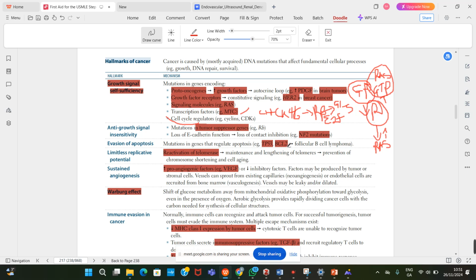Another one is BCL2. Anybody remember the function of BCL2? What do we say BCL2 does? Anti-apoptotic factor. So if BCL2 is an anti-apoptotic factor, what do you need to do to it? Sorry, I made a mistake. For you to trigger malignancy, do you need it to lose its function or to gain its function? Gain its function, so that the cells do not die.